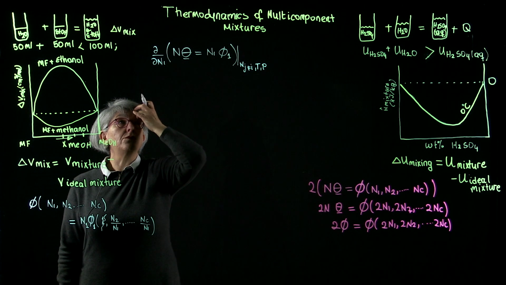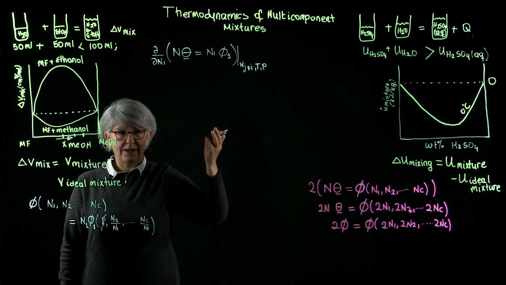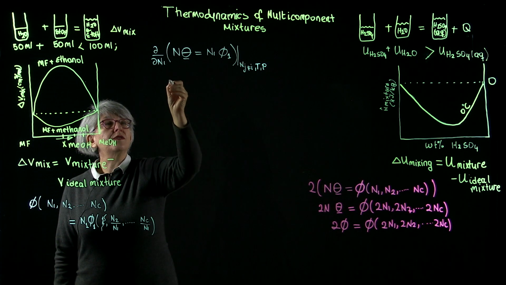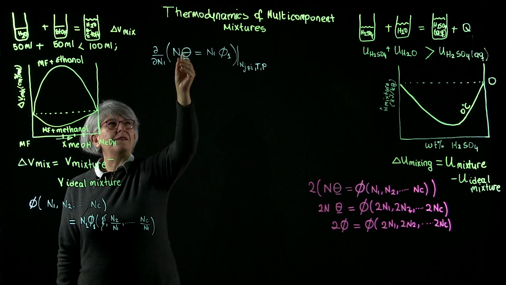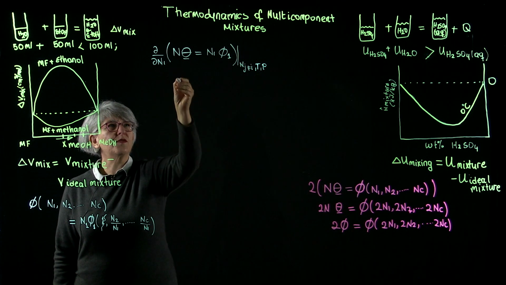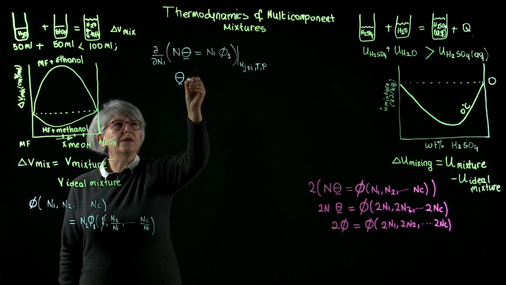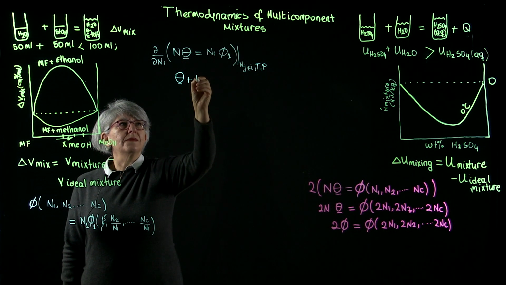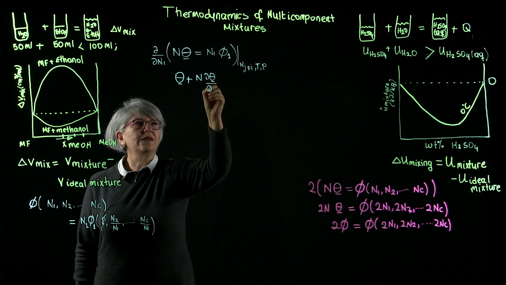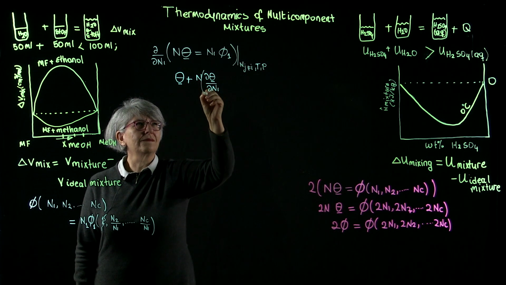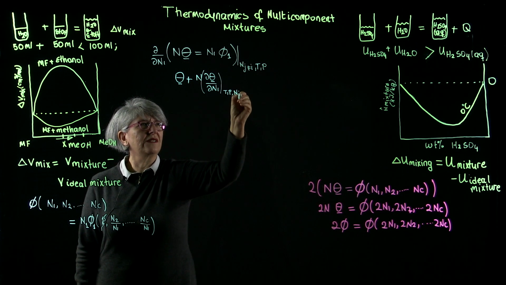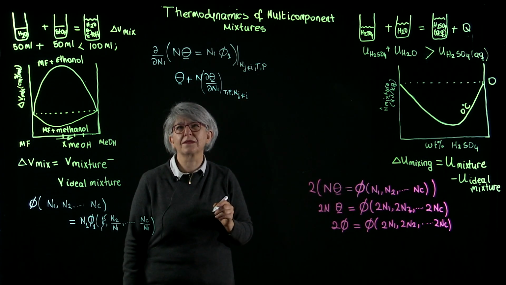So, the total number of moles has n2, n3, n4, n5, but n1. So the first term is going to be del n1 over del n1 times phi, plus n times del phi over del n1, with temperature, pressure, and nj different from i being constant.